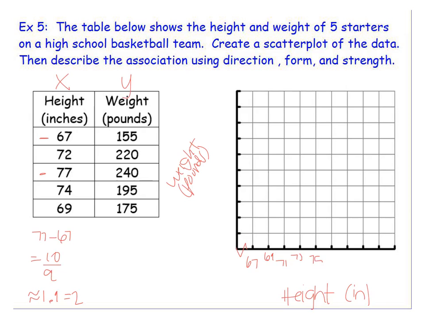Then 75, then 77, and how high do I gotta go? 77, that's all I gotta go to. So I'm done with the x-axis. Let's look at our y's. My low is 155, my high is 240.